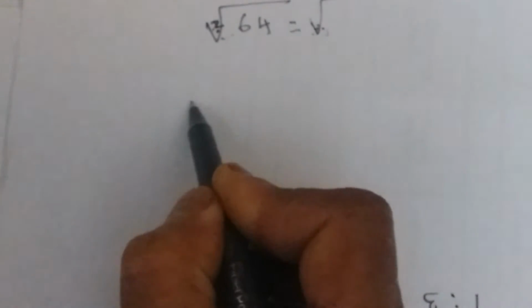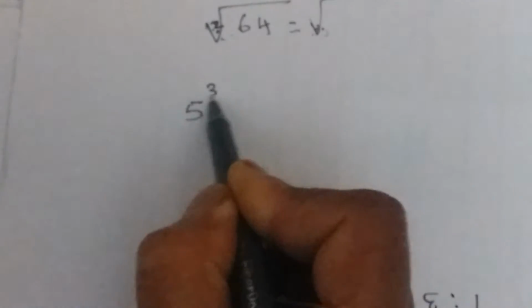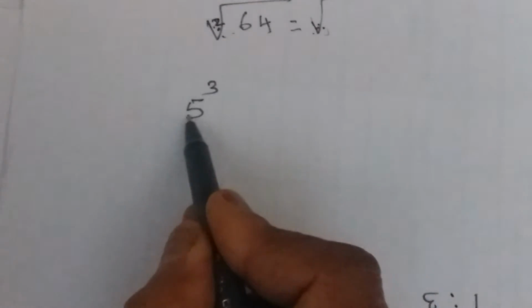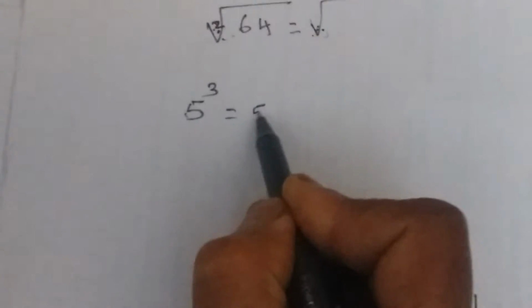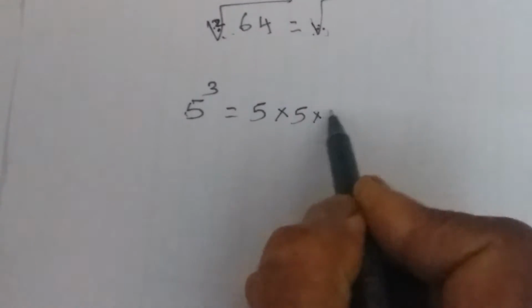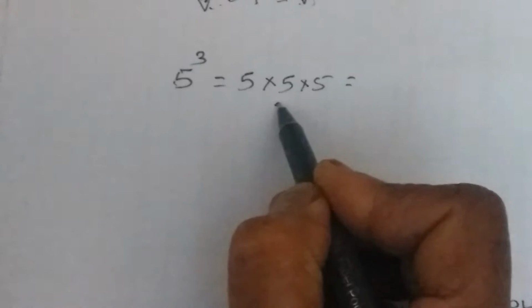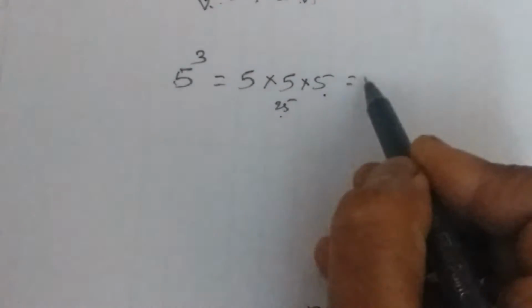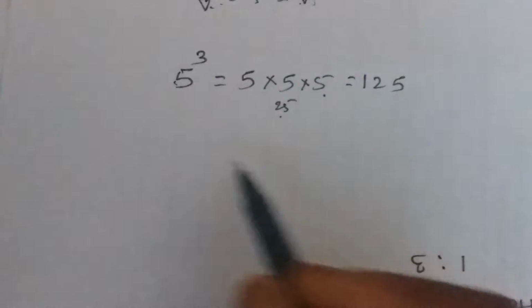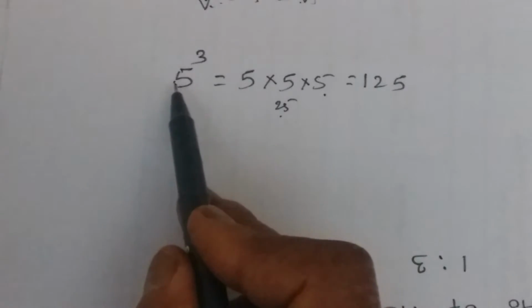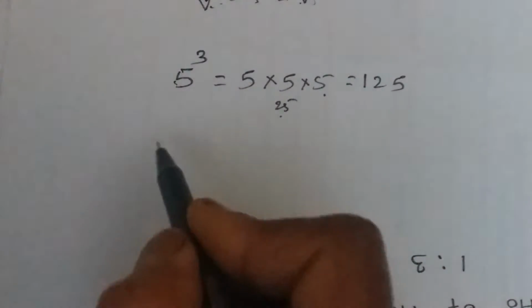Suppose, as we took 7 cube, we'll take 5 cube. What kind of number is this? The base is positive. So what does it mean? You have to multiply 5 into 5 into 5. What is it? 5 fives are 25. 25 into 5 you multiply, you get 125. The given number 5 is positive, isn't it? It is positive or negative? It is positive. When there is no sign, it is positive. And the answer is also positive.